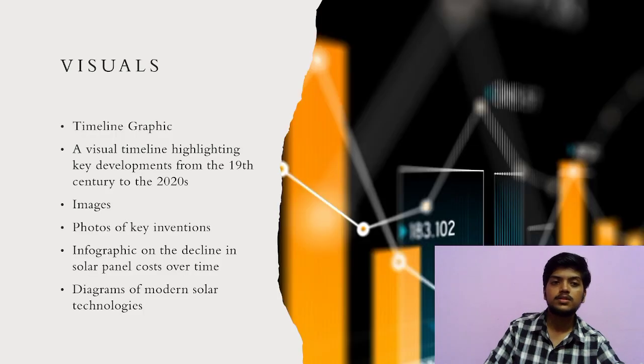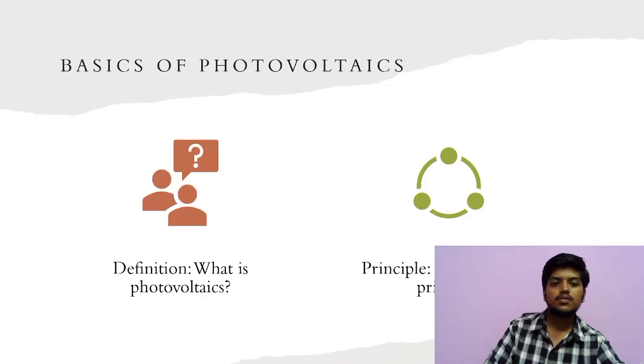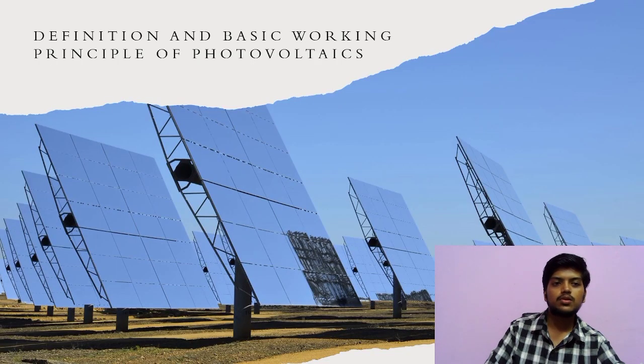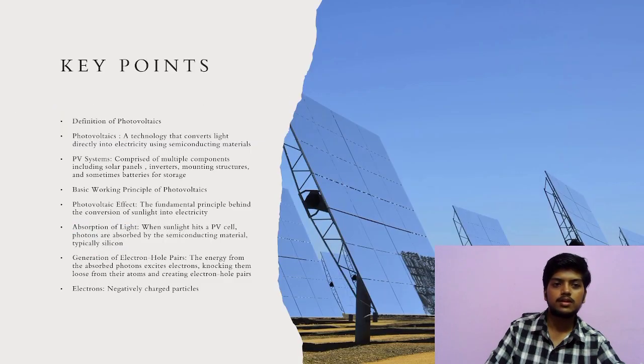cost and high performance. Visuals: timeline graphics, a visual timeline highlighting key developments from the 19th century to the 2020s. Photos of key inventions, infographic on the decline in solar panel costs over time. Basics of photovoltaics, definition as well as its principle. So what is photovoltaics? Definition, basic working.